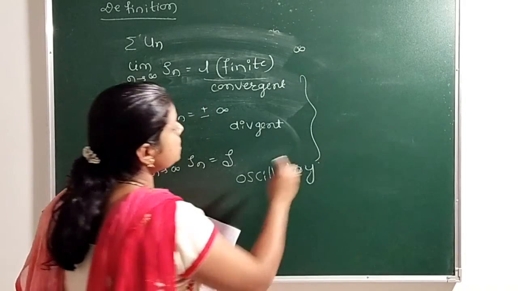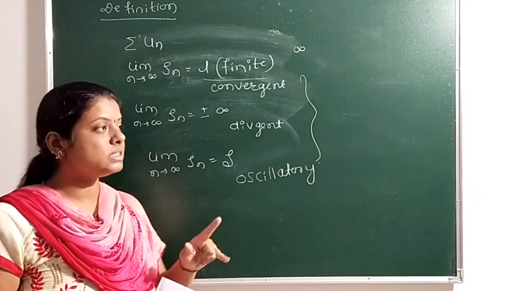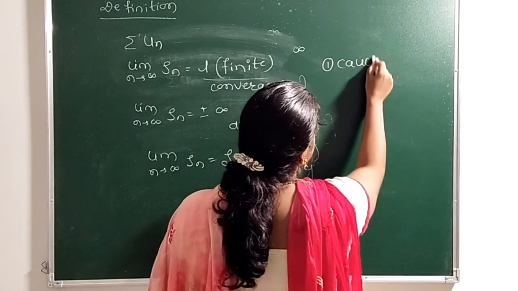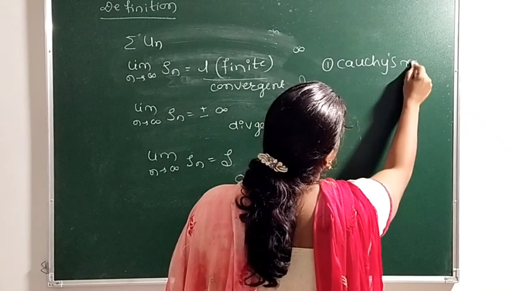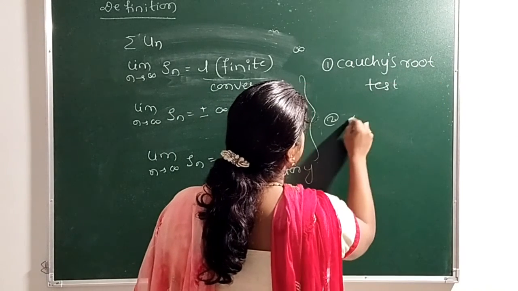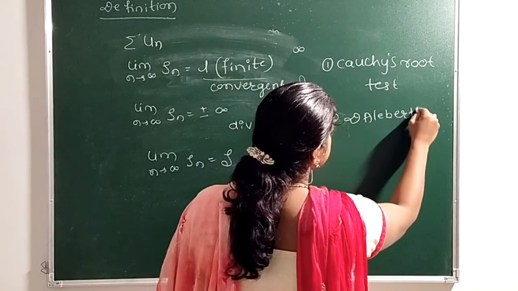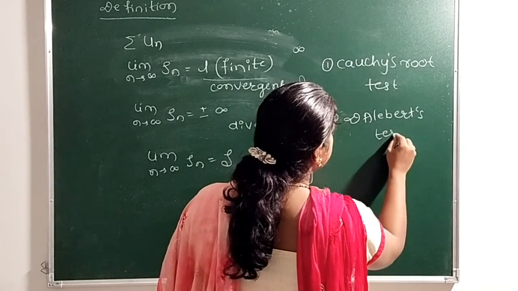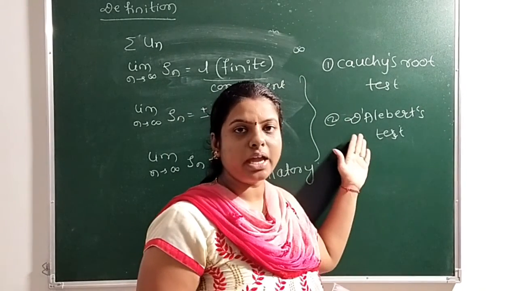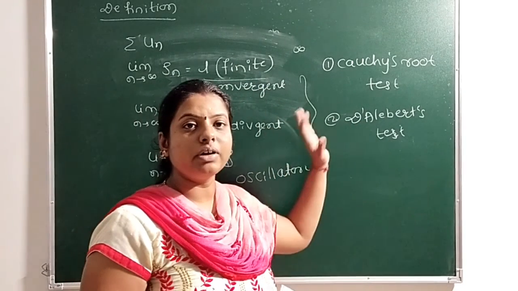By taking these three definitions, we have to apply two tests. The first one is Cauchy's root test and the second one is D'Alembert's ratio test. These two tests we apply to determine whether our series is convergent, divergent or oscillatory.